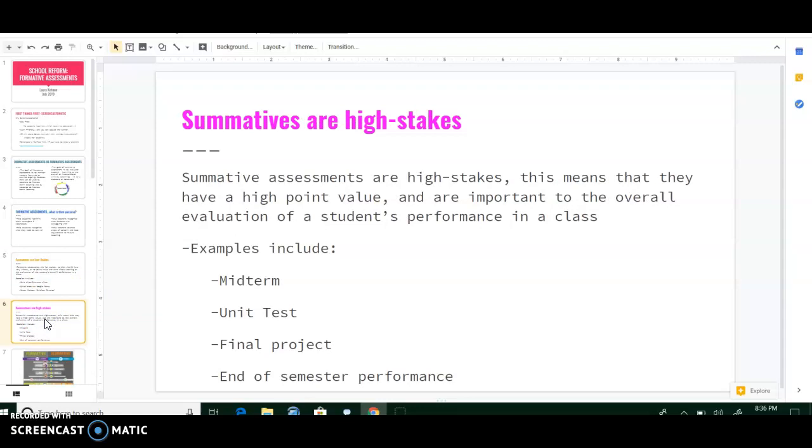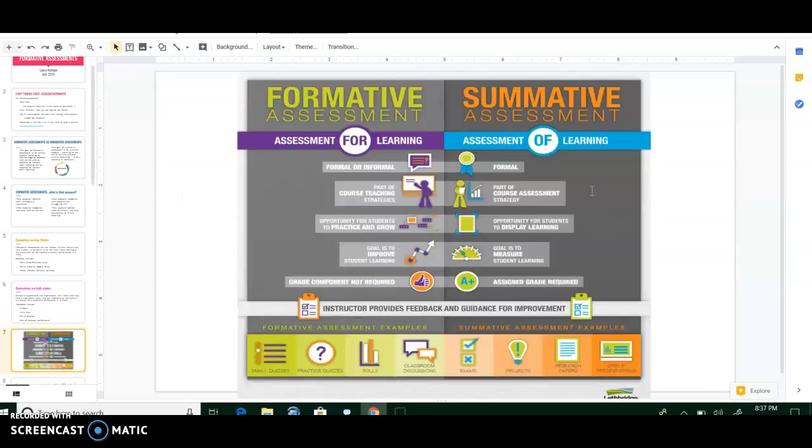Some summative assessments, excuse me, are high stakes. This means they have a high point value and are important to the overall evaluation of a student's performance in a class. So these would be big assignments like midterms, unit tests, final projects, end of a semester performance. So things that are really important overall.